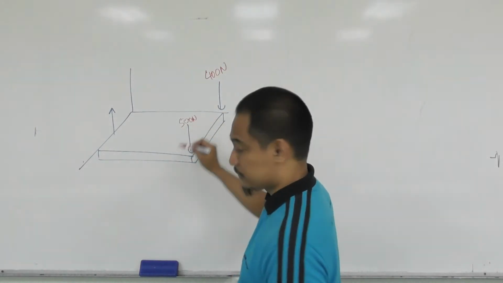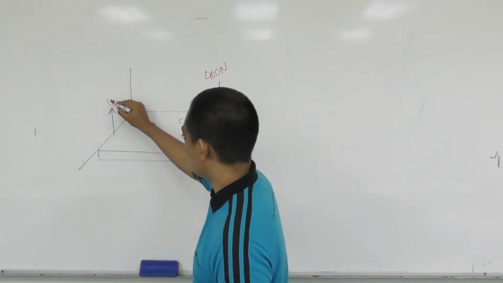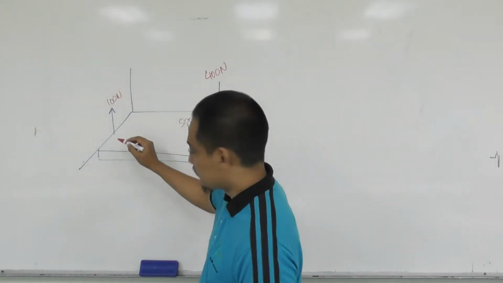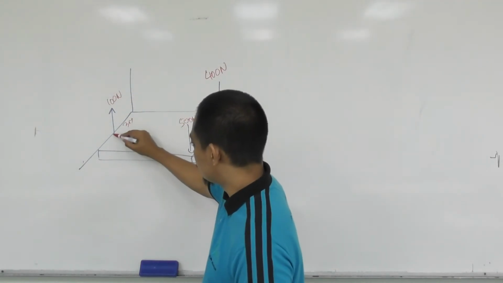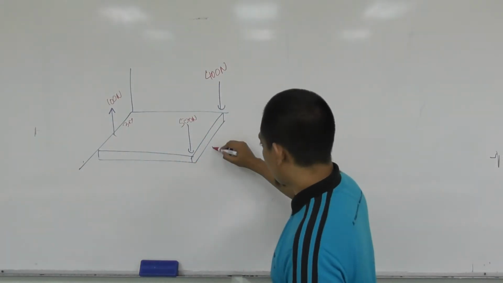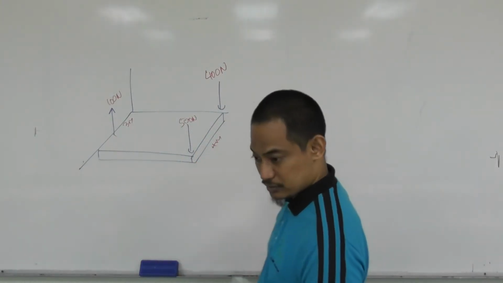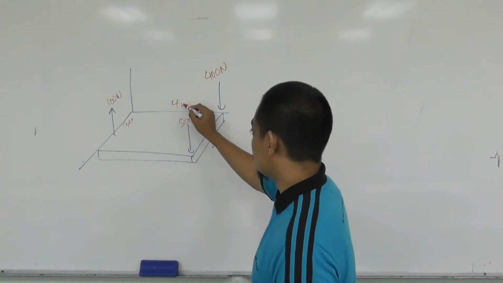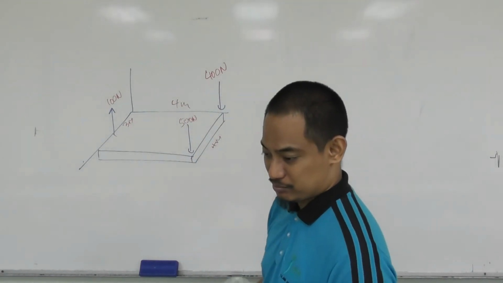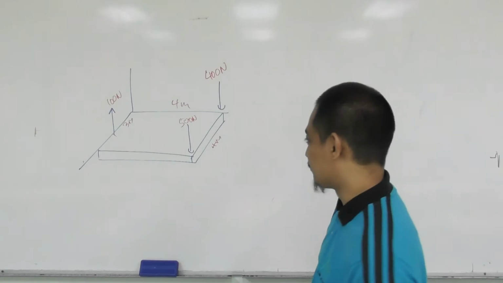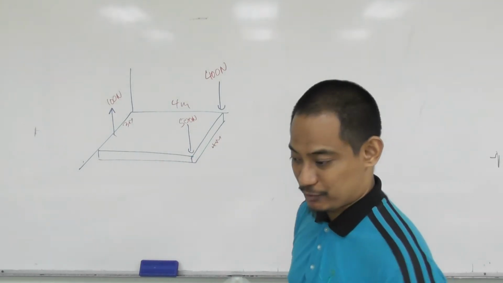500 Newton, 100 Newton, 3 meter to this point, 4 meter in total, 4 meter in total here also. So my drawing is not according to scale, unfortunately, right? But hopefully it still can follow.